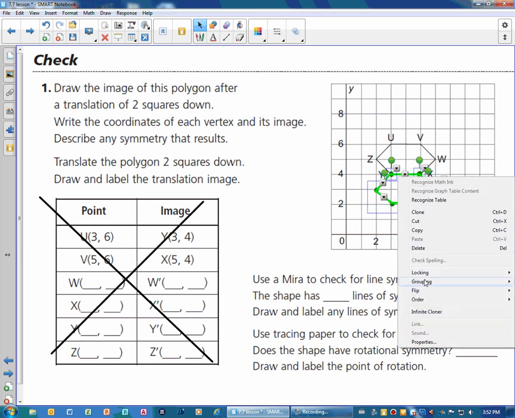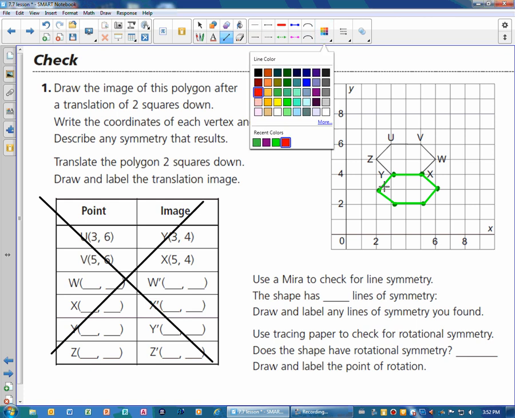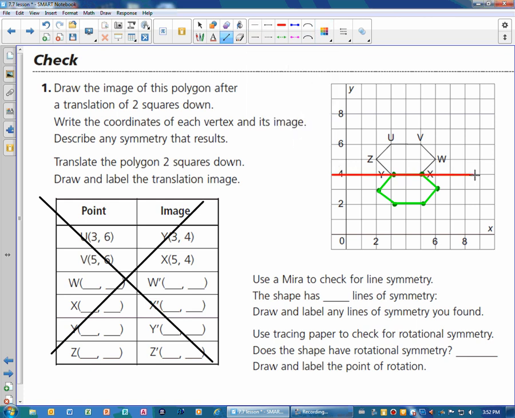Then, to be a little more proactive, I'm going to make it a shape. Group it. Yay, there we go. See, I grouped it. So hopefully you can see immediately, yeah, there's line symmetry. They're mirror images of each other. It says use a mirror to check for line symmetry. I don't have to do that. You can just visualize a line. Let's go red, and here's my line of symmetry right there. It's exactly the same on either side.